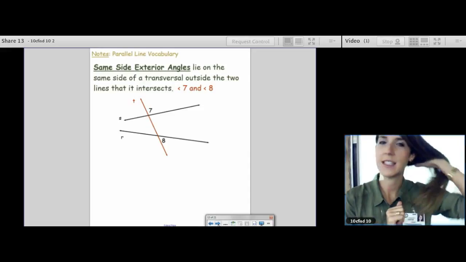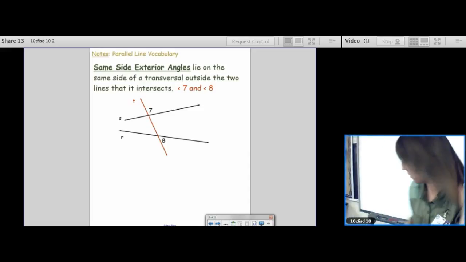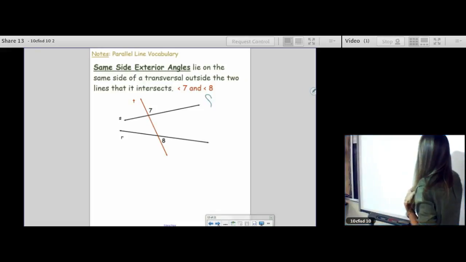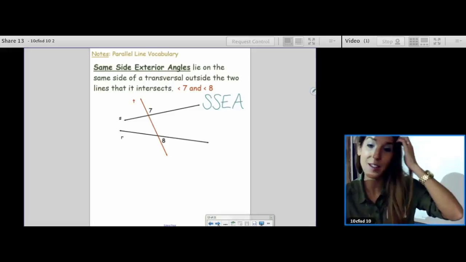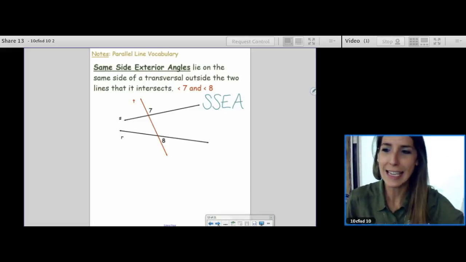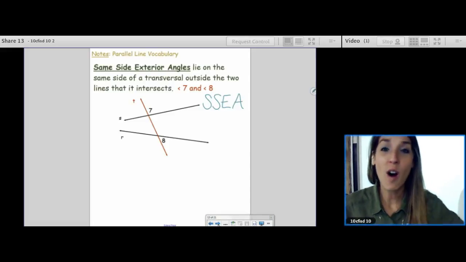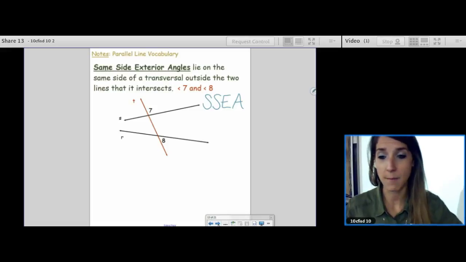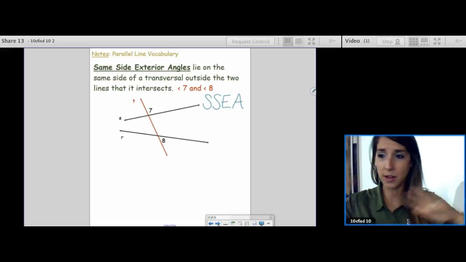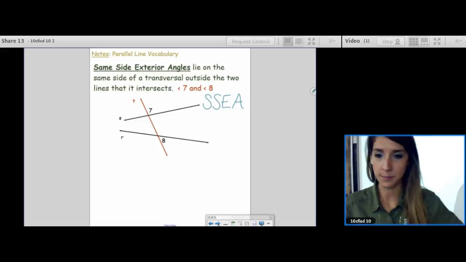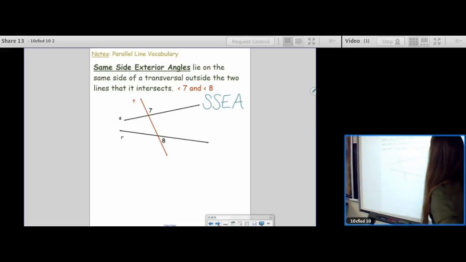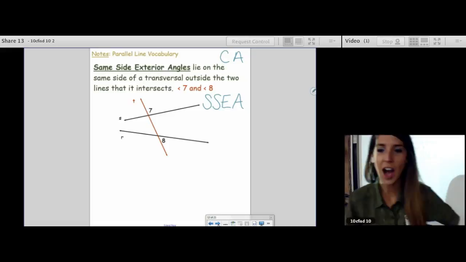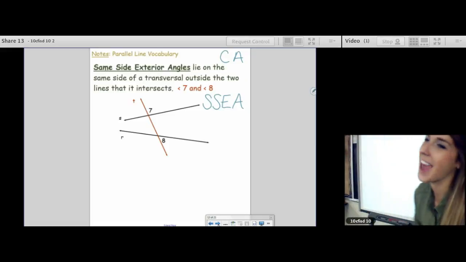7 and 8: same side exterior angle. So we would abbreviate this. If you are choosing to abbreviate, you're going to use all caps, because they stand for something, so we want them to be capital. Corresponding angles, I didn't go over that. You're right, it would just be CA. Corresponding angle, CA. All right.